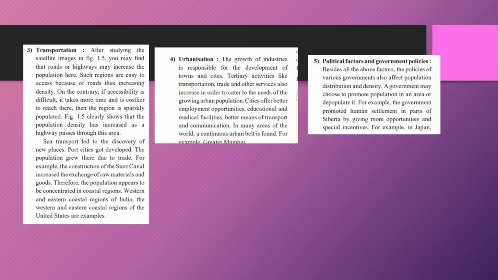For example, the government promoted human settlements in parts of Siberia by giving opportunities and special incentives. Similarly, in Japan there are special incentives for people staying in Japan, like medical and education facilities, so people would not want to leave Japan and go anywhere else. In Canada, education is free and medical facilities are free, so people will not want to leave that country. So the population of these countries will be dense owing to political factors and government policies.